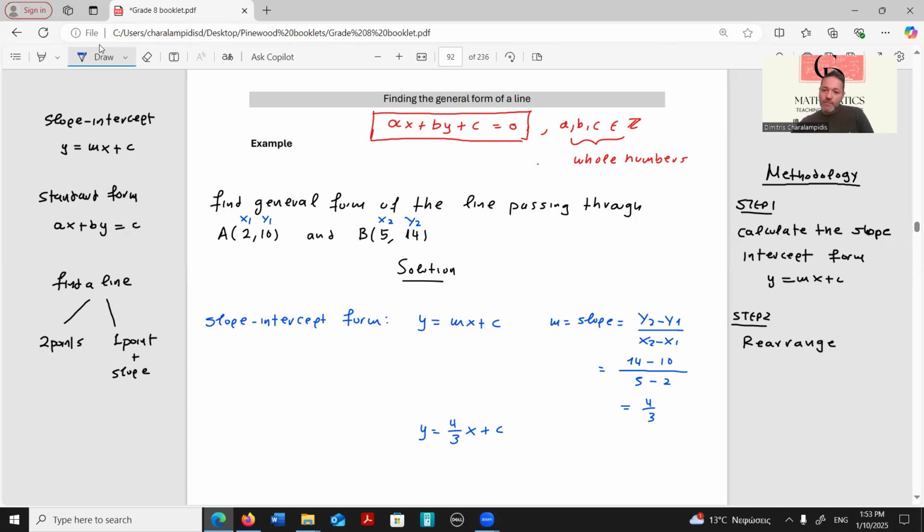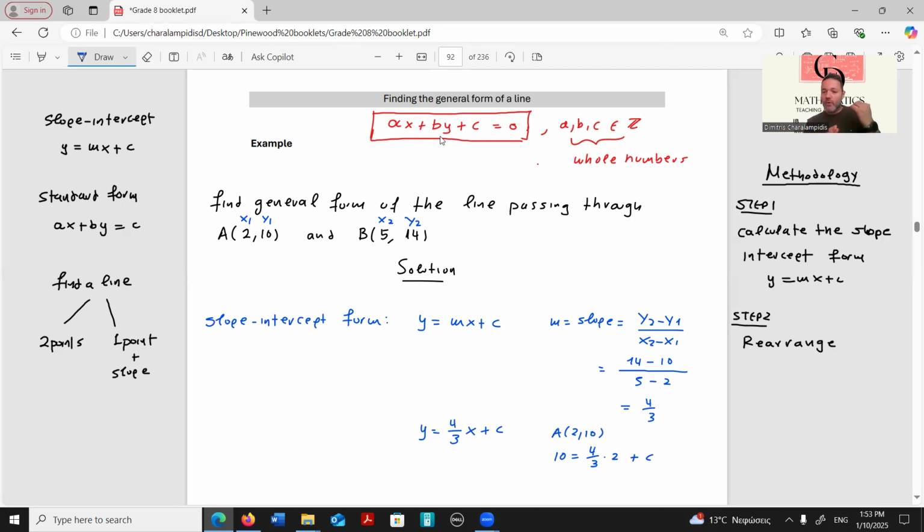How can I now calculate the value of c? I can use a point, and I'm going to use 2, 10. So 10 is 4/3 times 2 plus c. Let's clarify this. Why did I use that point?